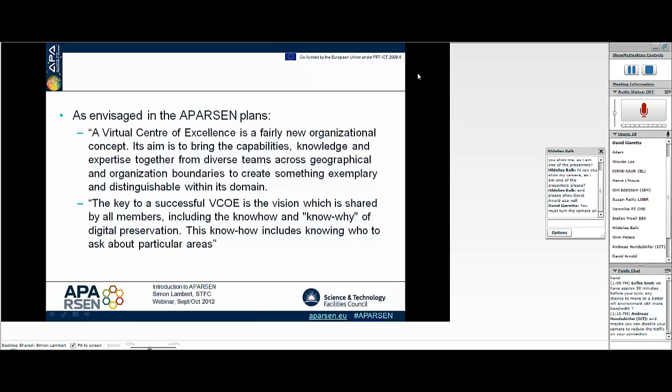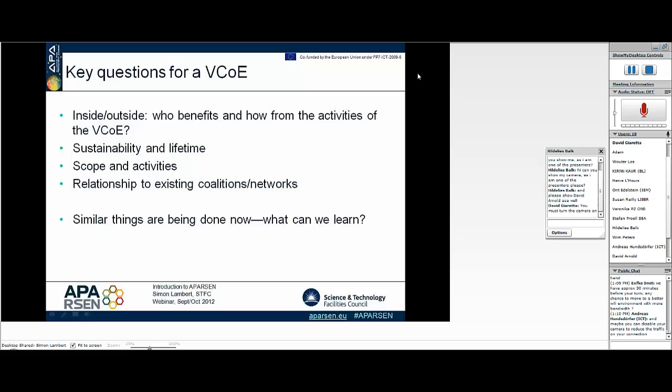The plans for APARSEN go on further to make some remarks about the VCOE. Now bear in mind that this was written a couple of years ago, so when it says a virtual center of excellence is a fairly new organizational concept, that was true at the time, but clearly there are examples that have developed since then. Its aim is to bring together capabilities, knowledge and expertise from diverse teams to create something exemplary and distinguishable within its domain. And then there's talk about the know-how and the know-why. So the VCOE is seen as a kind of repository of knowledge in this particular area. So that's what we're aiming to build.